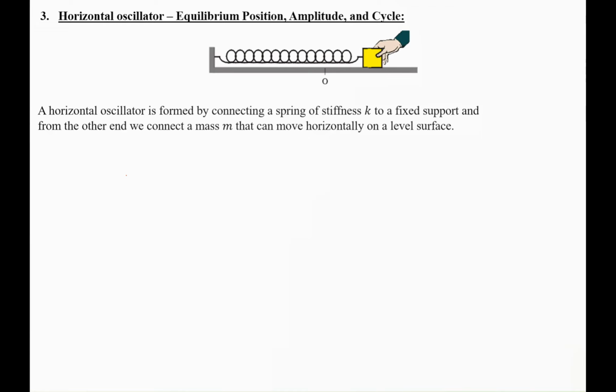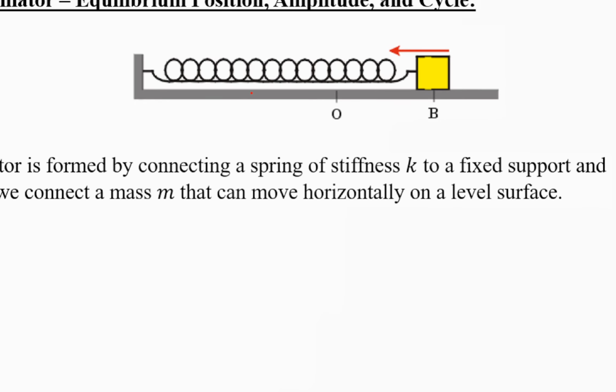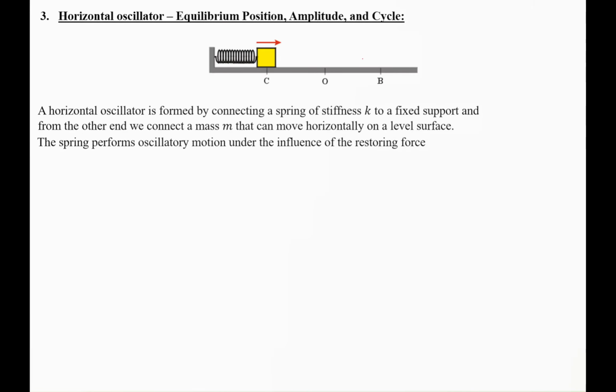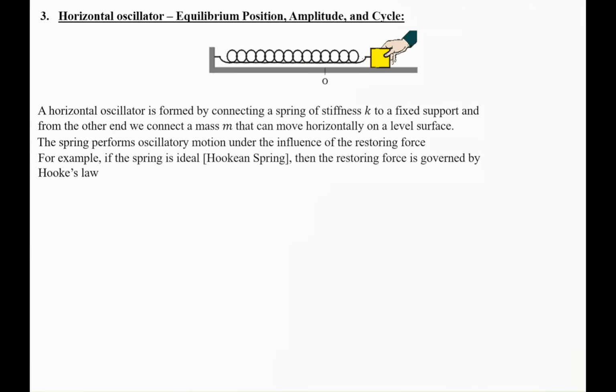Now a horizontal oscillator is formed by connecting a spring of stiffness k to a fixed support, and from the other end we connect a mass m that can move horizontally on a level surface. So basically here we have the following arrangement. This is the level surface, that's the spring, that's the support, and that's the mass m connected to the spring. The spring performs oscillatory motion under the influence of the restoring force.